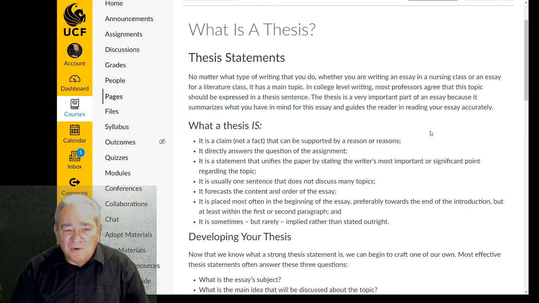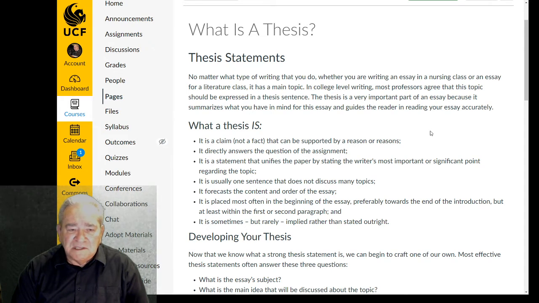Primarily, they're arguing about whether the fact is a fact or not. But a fact that is indeed a fact is not something that can be argued. It's something that exists as it is. But your claim is your opinion, and what the facts do is support your claim. It supports your thesis. So it directly answers the question of the assignment.